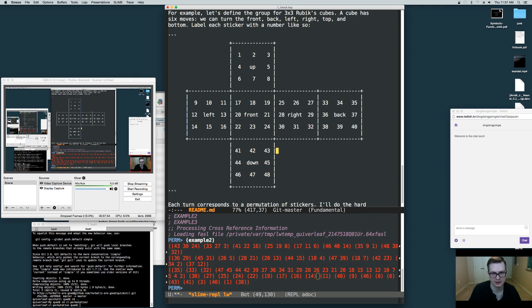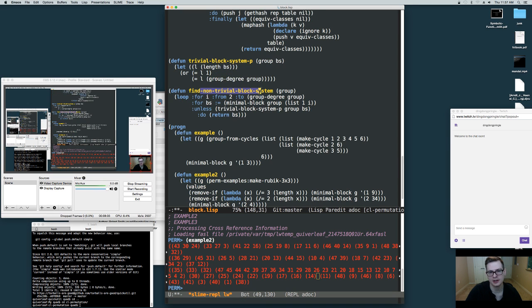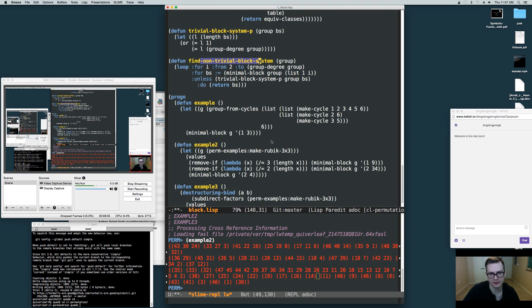So one of the things we want to do is be able to extract the so-called good block systems, which I call the non-trivial block systems. The idea is to find these and have them, basically, so it can do later computations on it.